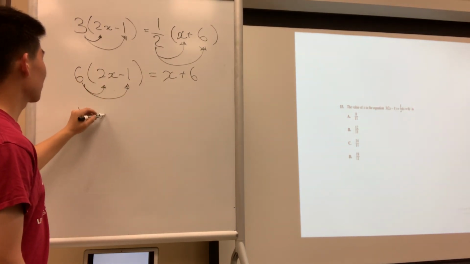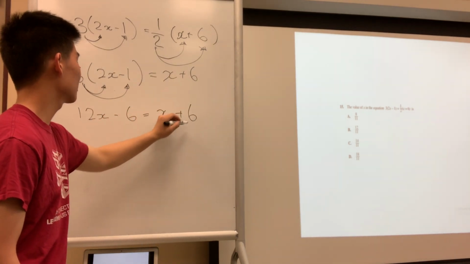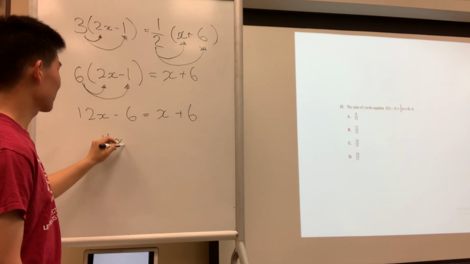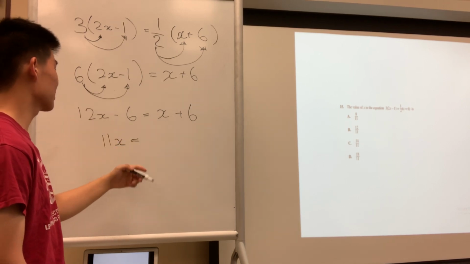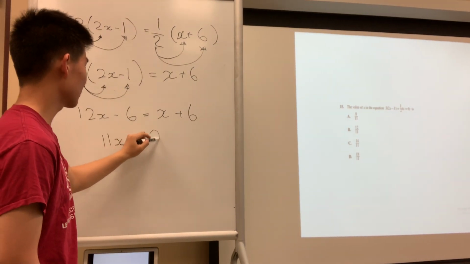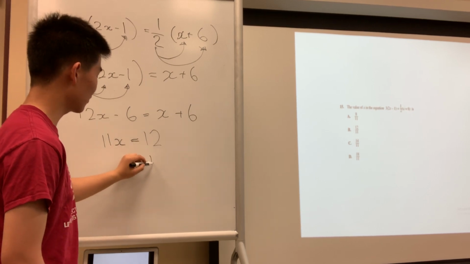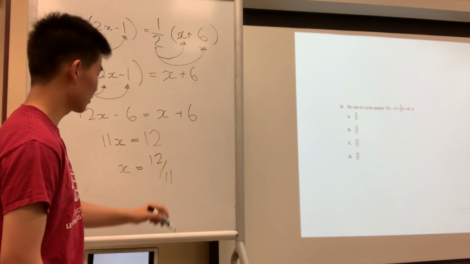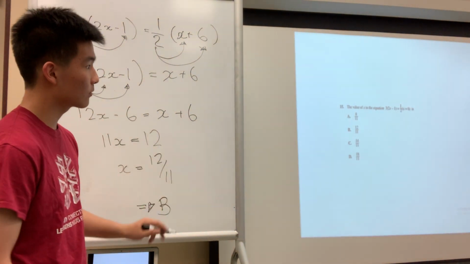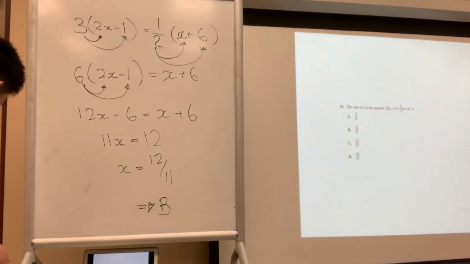So we get something that looks like 12x minus 6 is equal to x plus 6. Basically combine like terms, add 6 on both sides, subtract x on both sides, something like that, so 11x equals 12. Yeah, x is equal to 12 over 11, which is B. Is that okay? Question shouldn't be too bad.